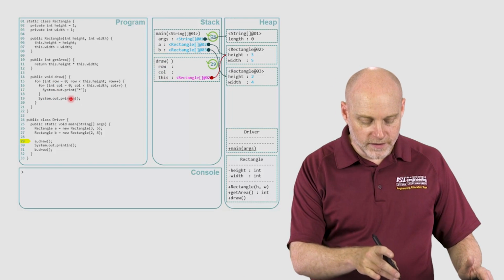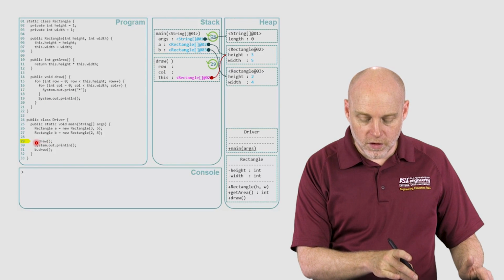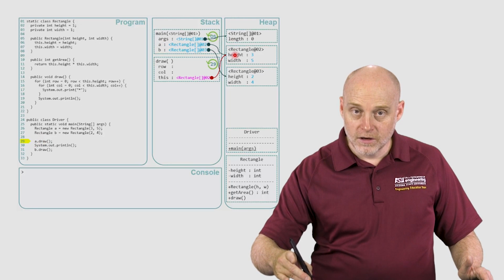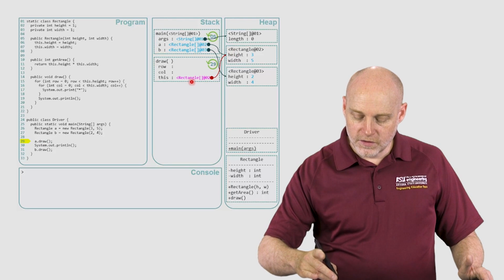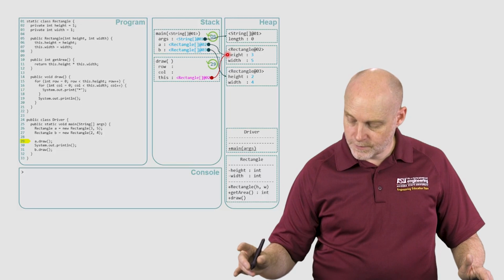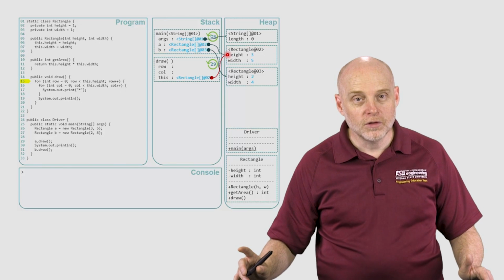The this variable is initialized to the object on which the method was called. This method draw was called on the object a, which is a reference to this rectangle object. And so the this reference variable in this stack frame is initialized to that object. And now we're ready to start executing the body of this draw method.